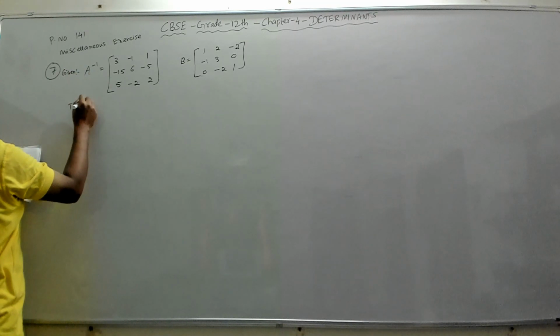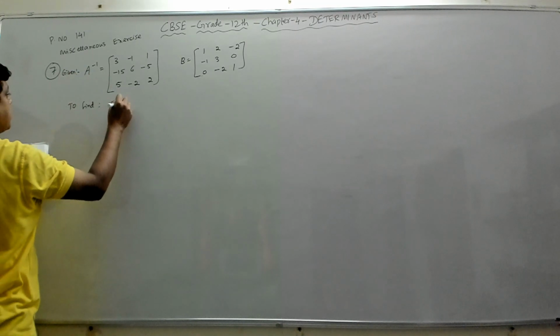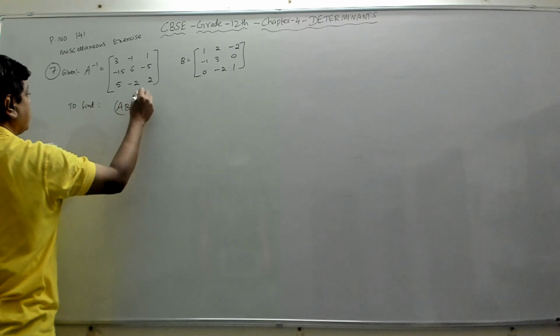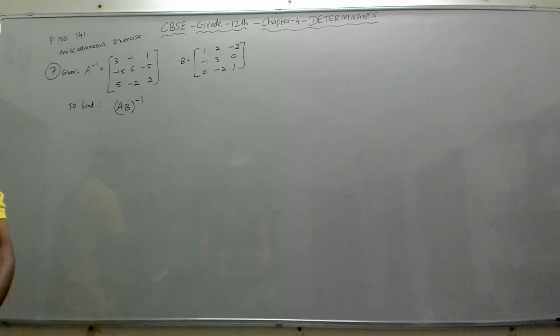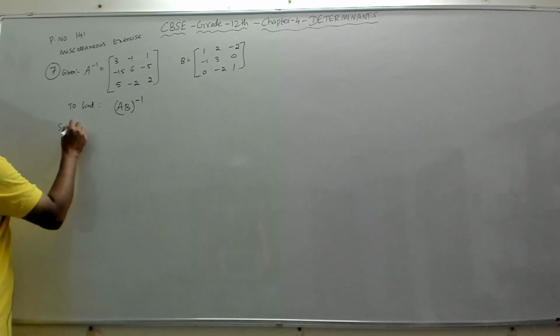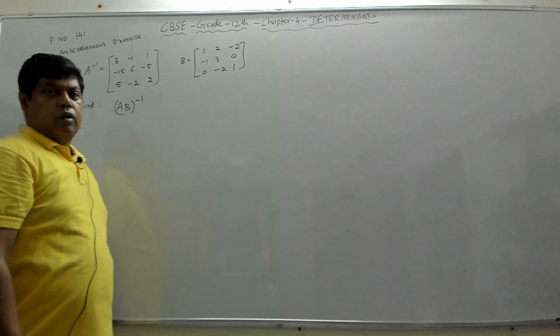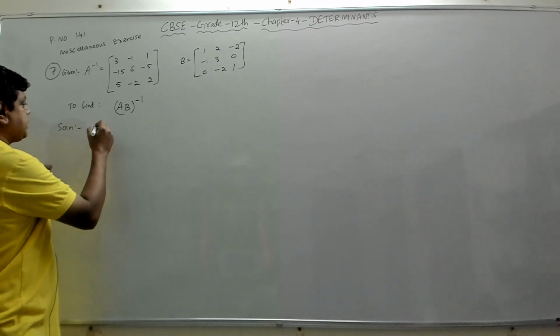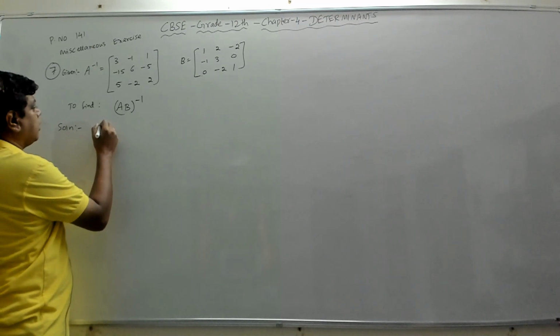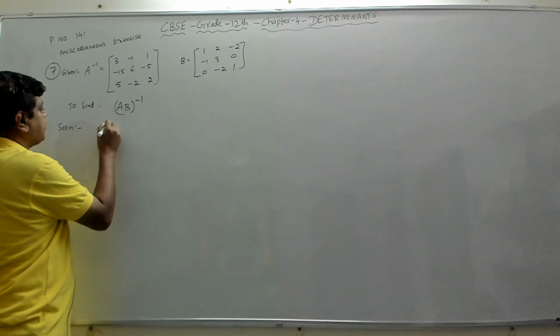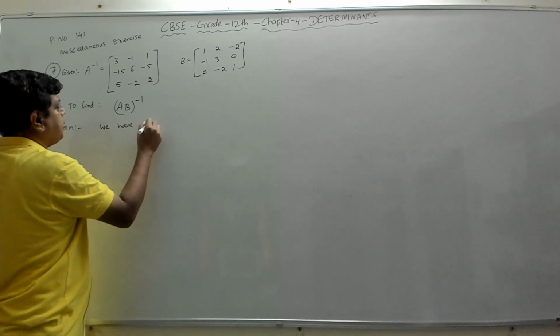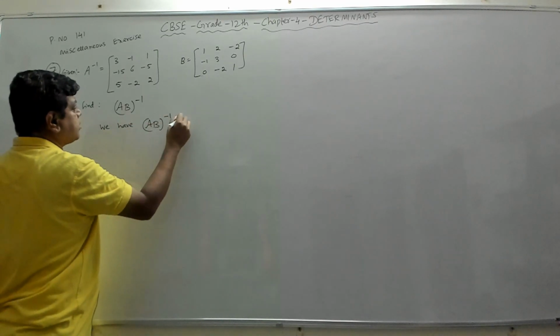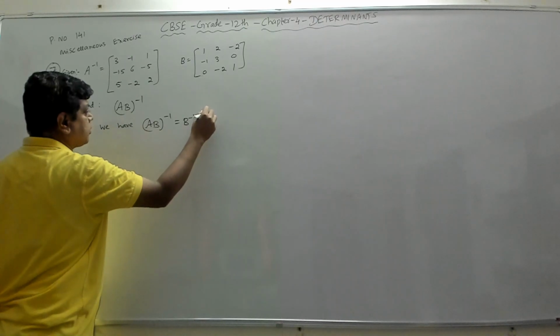So what do we have to find? We have to find AB matrix whole inverse. Now the solution. How do you find AB matrix whole inverse? We know one of the results in inverse which we studied, that AB whole inverse is nothing but B inverse into A inverse.